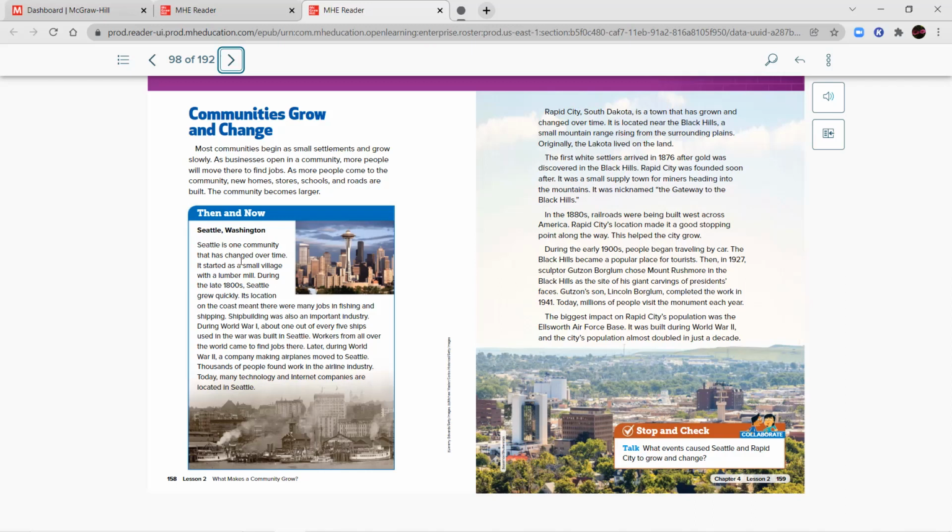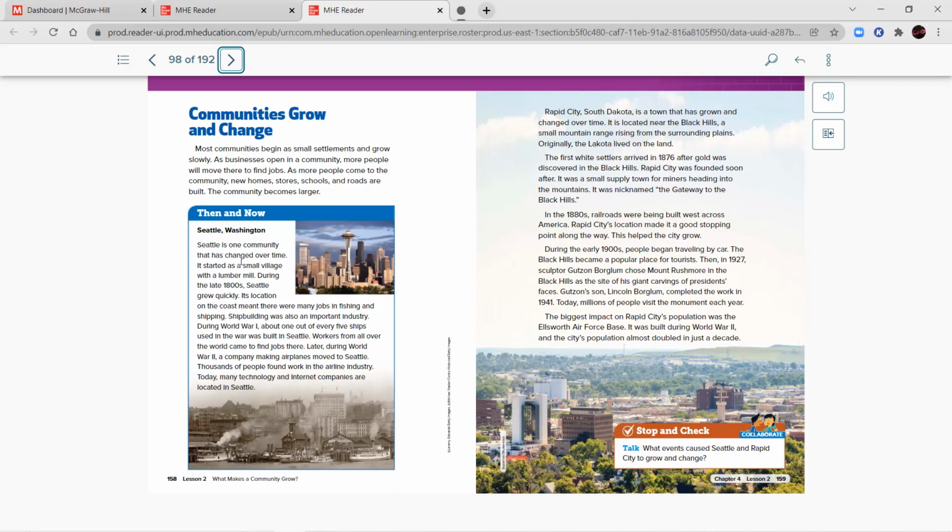During the 1900s, people began traveling by car. The sculptor Gutzon Borglum chose Mount Rushmore in the Black Hills as the site of a large carving of presidents' faces. Gutzon's son, Lincoln Borglum, completed the work in 1941. Today, millions of people visit the monument each year.